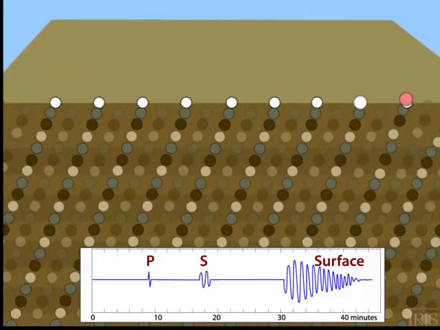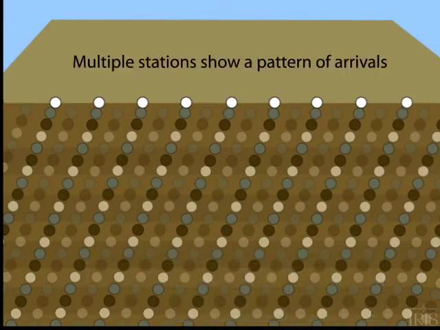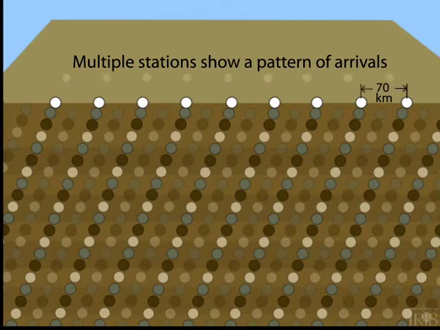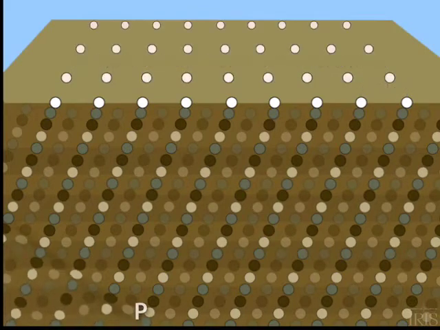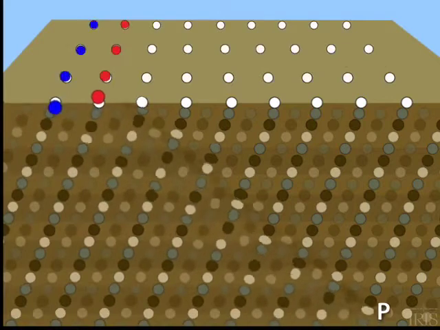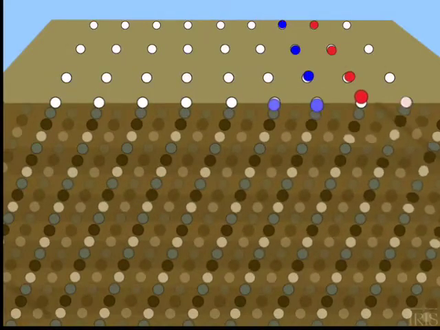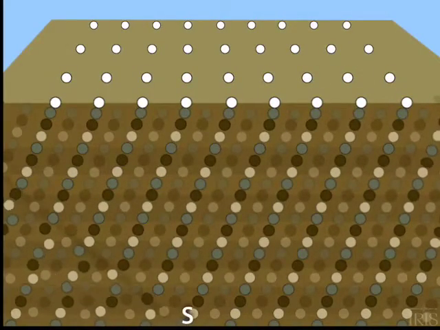Now we will show an array of stations with a 70-kilometer spacing in all directions to watch the pattern of the seismic wave arrivals as they migrate across the landscape to multiple stations following an earthquake. We animate only the front row, with the back rows showing colors representing movement.